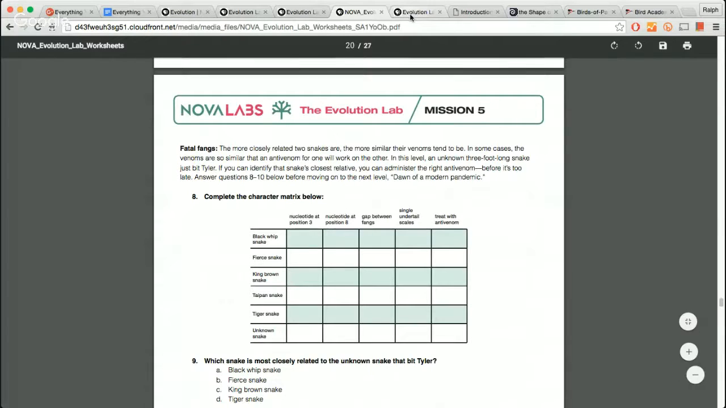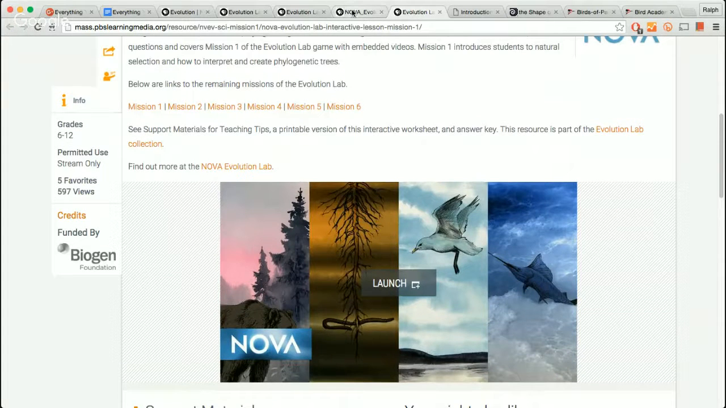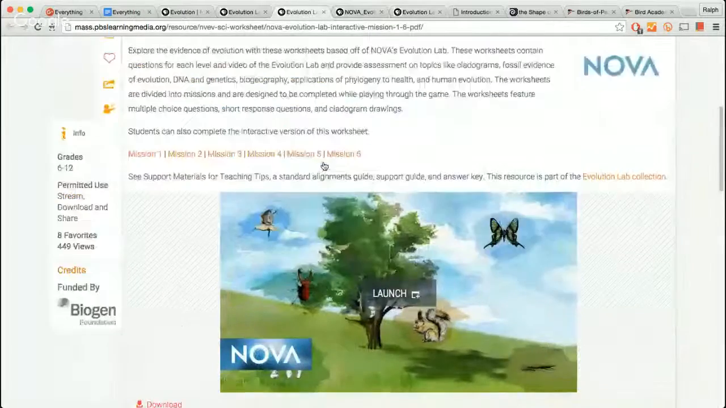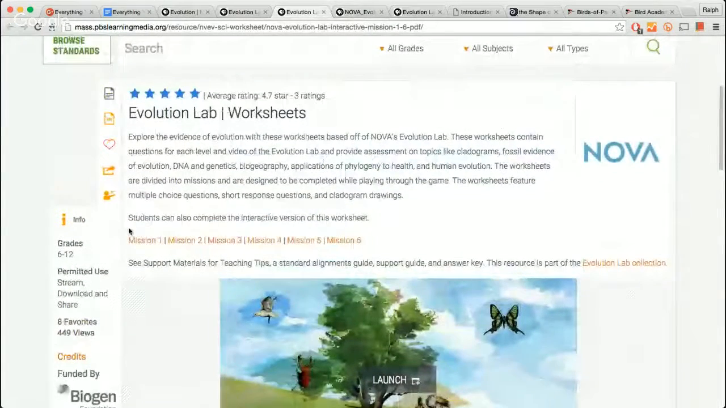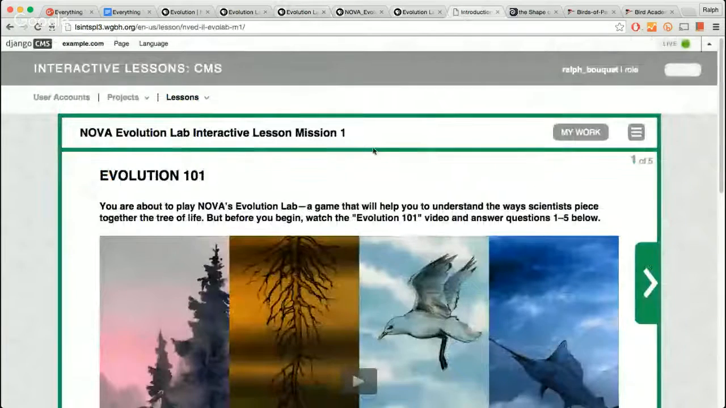Absolutely. And another resource that we also did, so we took the information from the worksheets and also created interactive lessons. So again, if you look for the worksheets on PBS Learning Media, you'll see these links to these missions. Basically, these are interactive versions of the worksheet that are put into this new platform that PBS Learning Media has created called ILPs, Interactive Lesson Plans. And I'll actually show you what they look like. But they're basically interactive worksheets.